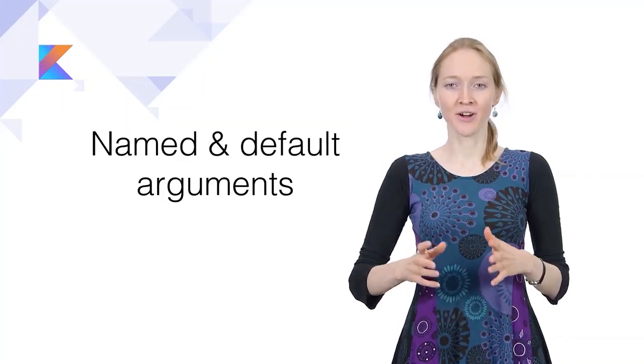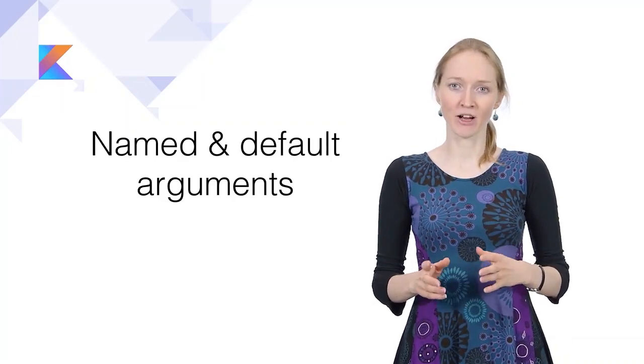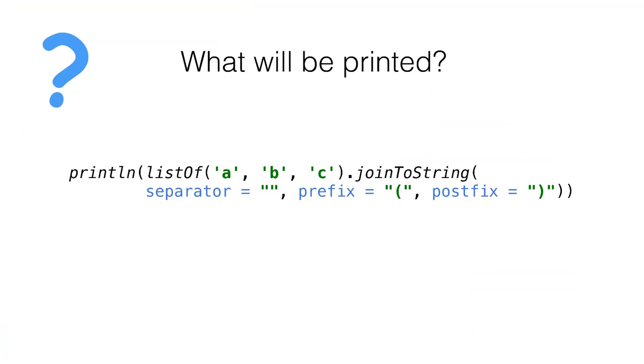In this video, you'll learn how to provide default values for arguments or specify their names in a function call. Let's start with the question. What will be printed here?